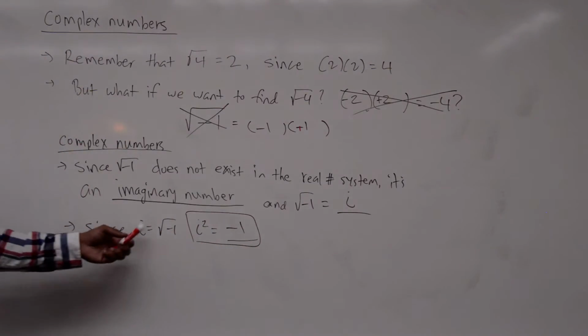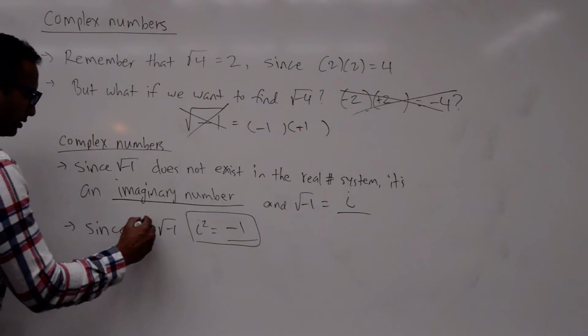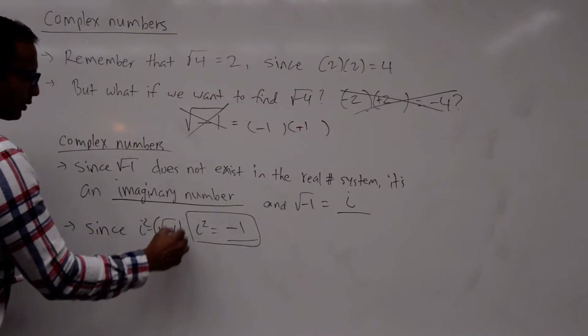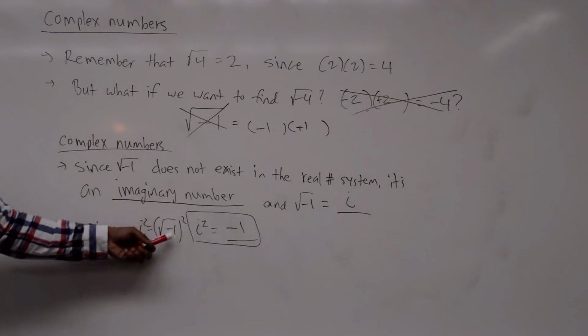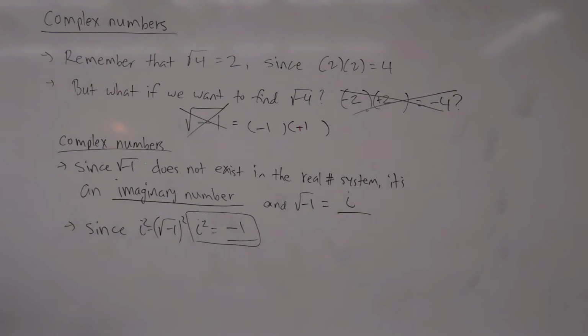Because if i is the square root of negative 1 and you square the left side to get i squared, you have to square the right side. The square root and the square cancel each other out. We're left with negative 1. So i squared is equal to negative 1.